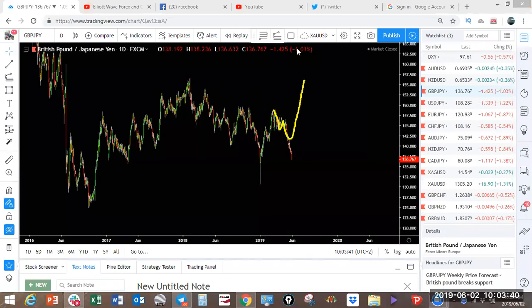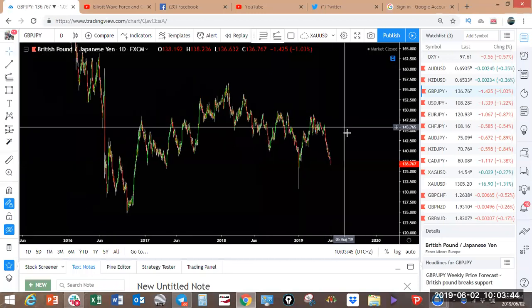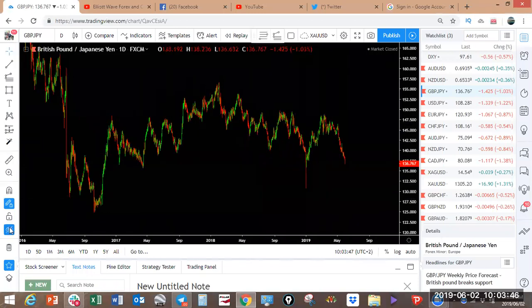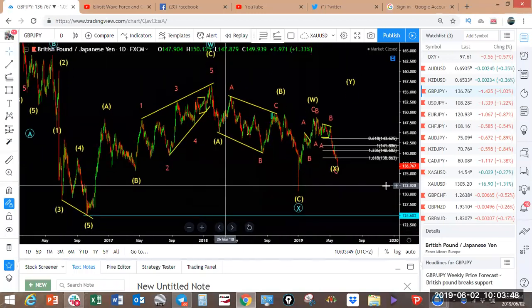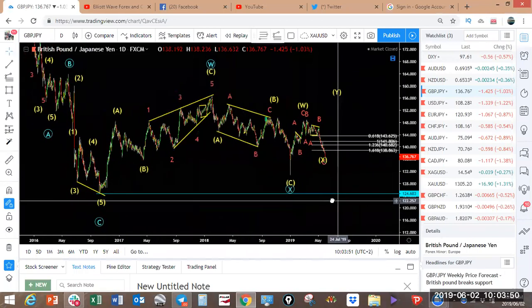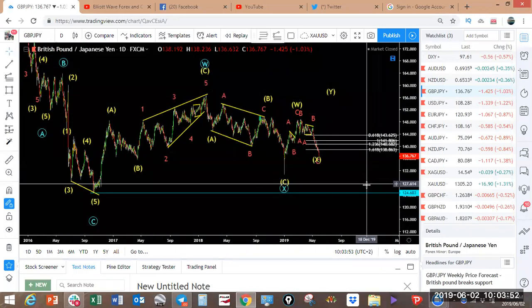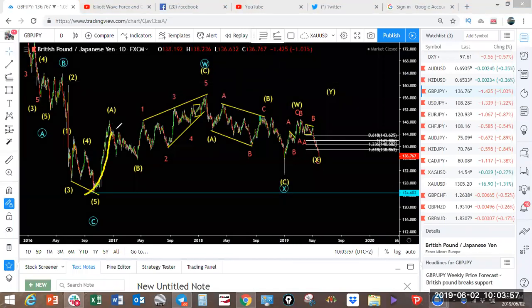So why was I expecting that? It was simply because we're expecting this one here. Let's look at the structure. And that is still what I have here. I still have that labeled like that. Expected a deeper correction here before we come down here. So you had a 1, 2, 3 correction. Expected this one to be a 1, 2, 3 move to the downside. 1, 2, 3. Then expected to have another 1, 2, 3.